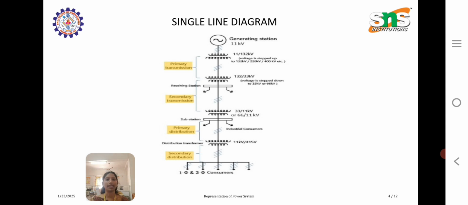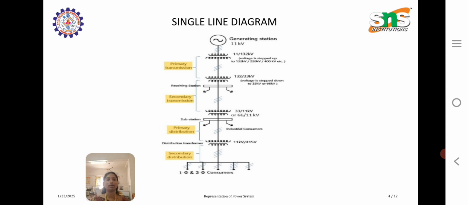In a single line diagram, we will have a generating station where they generate 11 kV, and that will be transferred to the primary transmission and secondary transmission. In a similar way, we will have primary distribution and secondary distribution. While transmitting, we use a step up transformer in order to avoid transmission losses.